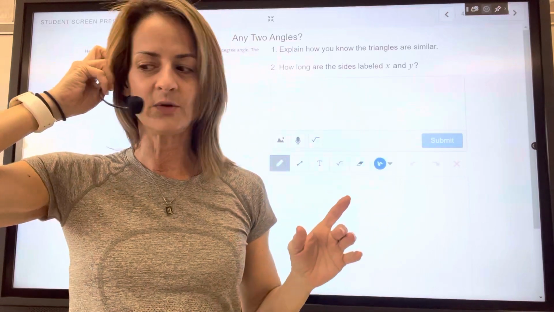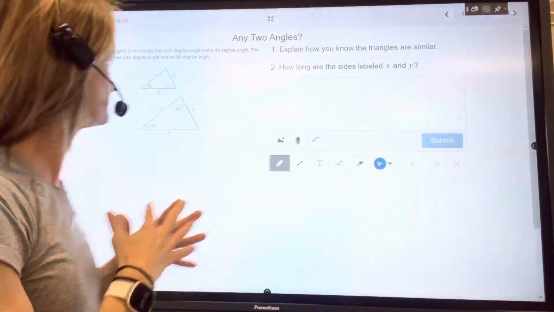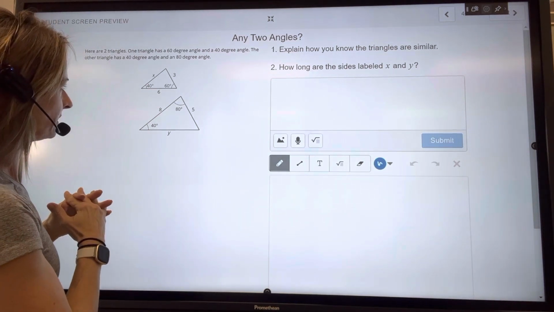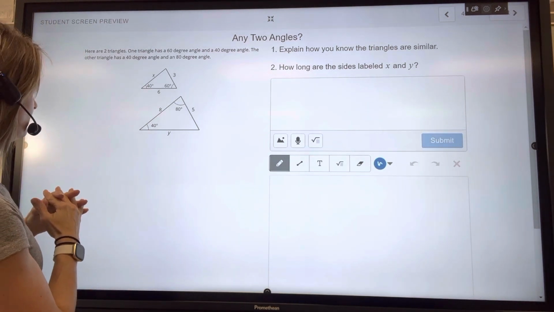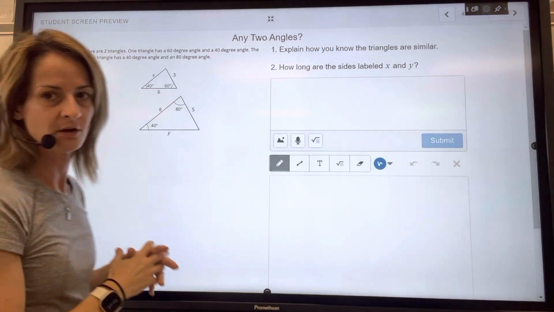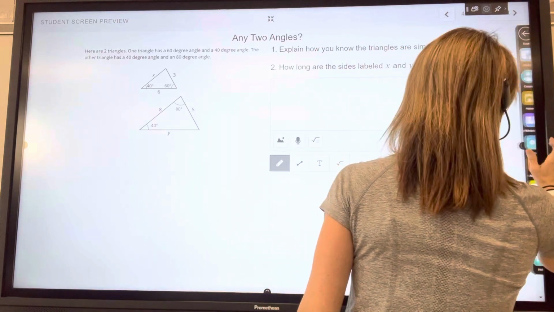Okay, so today we are going to do a problem for similar triangles. And so here are two triangles. One triangle has a 60-degree angle and one triangle has a 40-degree angle. The other one has 40 and 80. So let's go ahead and start with the missing angle for each of those triangles before we do anything else.